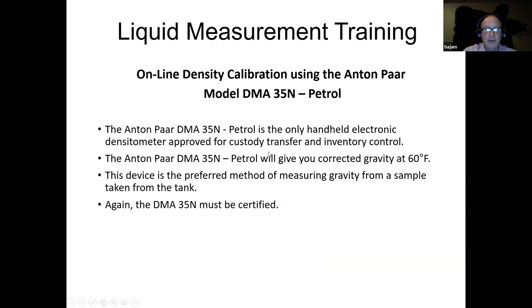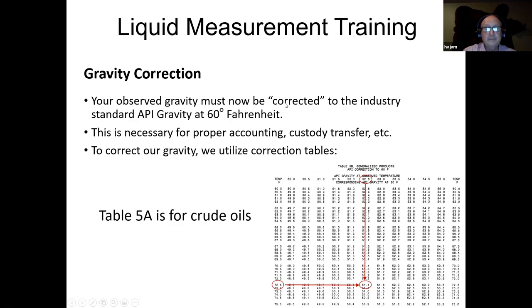So these are some of the attributes of it. It's a handheld electronic densitometer. It's approved for custody transfer per API. There's a lot of people using it for inventory control and custody transfer. It does read the gravity corrected at 60, and so there's no reason to make any conversions. Once you pull the sample into the unit, it gives you the corrected gravity at 60. And it has become the preferred method.